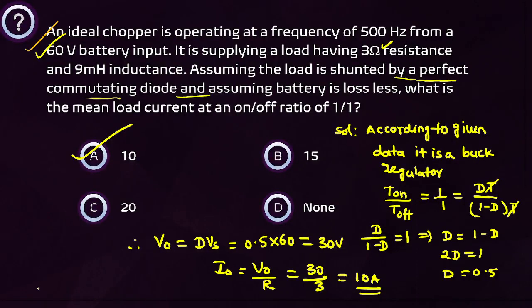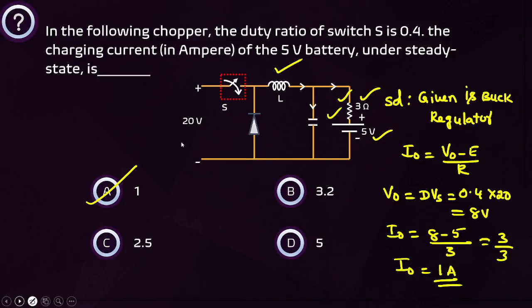Buck regulator that you have to consider. This is according to T on by T, T on equal dt, T off equal to 1 minus d into T, that you have to consider. And this is the problem based on which regulator? Buck regulator. Buck regulator, how to identify?